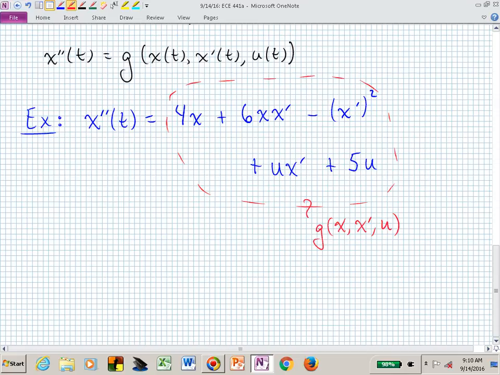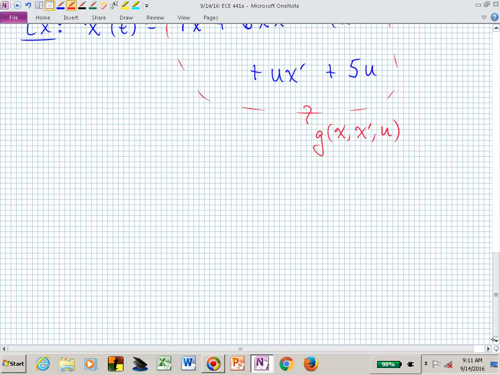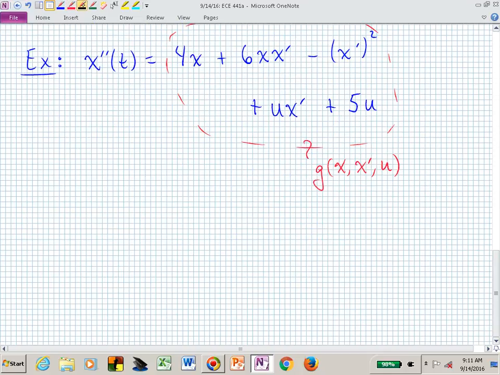Meaning, we want to quit dealing with x and x prime and x double prime. Let's say we want to define our states to be z sub 1. How many state variables do we need if we're trying to put this into a state variable formulation? 2. It's second order, so we need a z sub 1 and a z sub 2. Let's go ahead and define z1 to be x, and z sub 2 to be x prime.